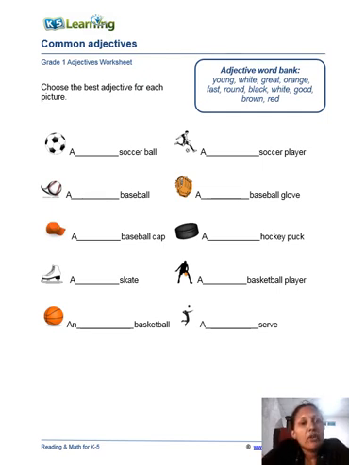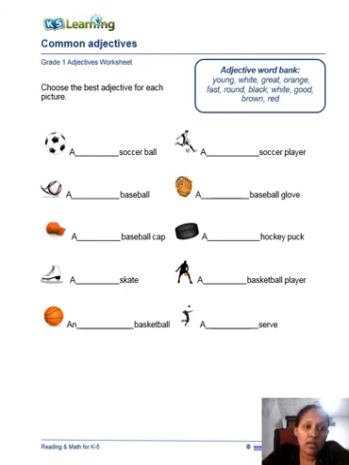Here we have common adjectives. What are adjectives? Adjectives are describing words, right? Things like nouns we can describe using adjectives. Choose the best adjective for each picture.